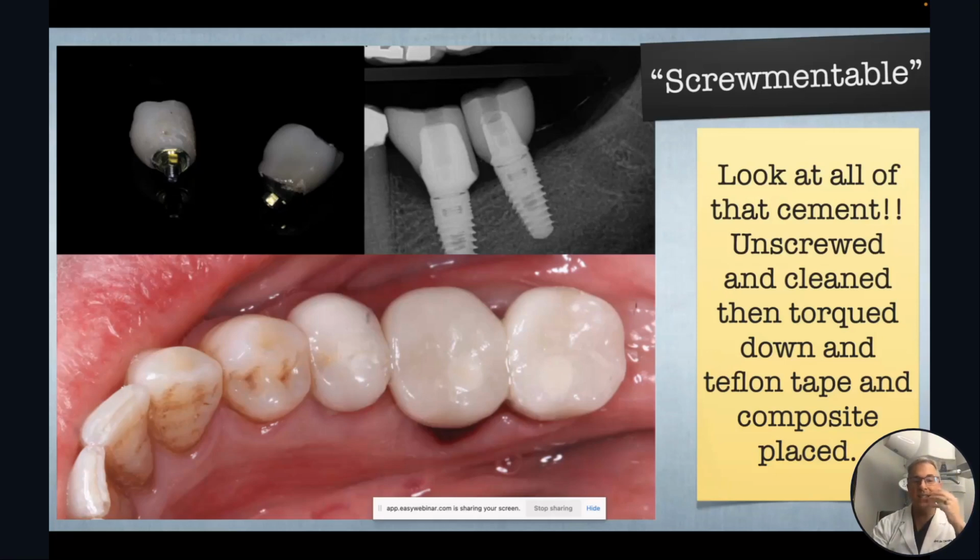So there are cases where I've had bone loss. I take a bitewing, I don't see any cement, I don't feel any cement, but there is cement. So with a scrementable situation, you cement the crowns to the titanium abutments in the mouth, unscrew them, and then clean them up. So you may ask yourself, how is that different than a screw-retained crown?